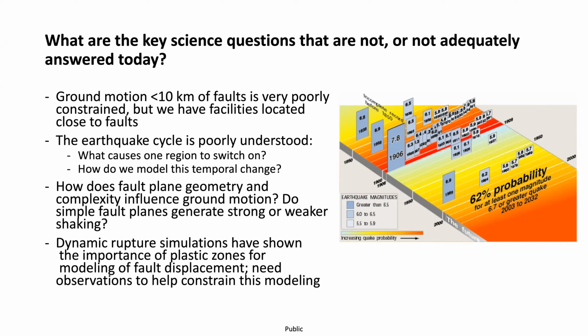More specifically, one of the questions I have is, how does the relationship of fault plane geometry and complexity of the fault influence ground motion? If we have ruptures on very simple, planar fault planes versus very complicated ruptures, do we see stronger or weaker motion? And can we use these detailed observations to help get at that behavior? And even more specifically, dynamic rupture simulations have shown the importance of plastic zones for capturing fault displacement near the surface. But there's really not any data to calibrate the characteristics of those zones, their width and their behavior. And so we need more information collected in detail from these types of observations to really help constrain that. Next slide, please.